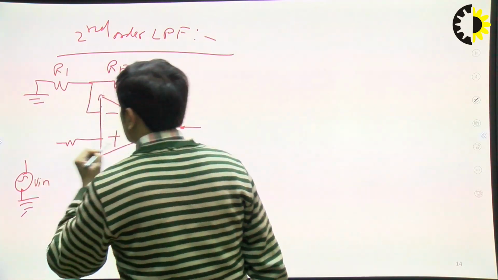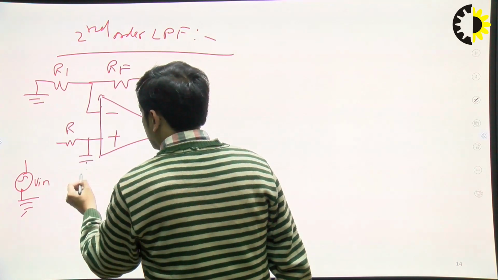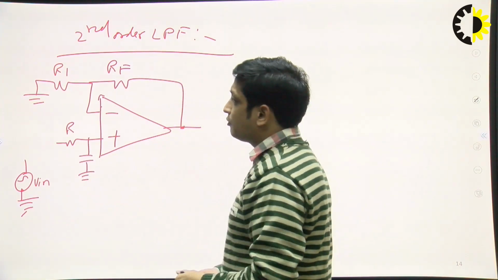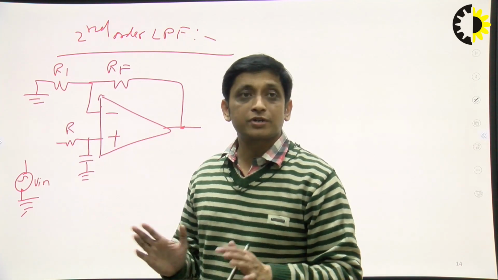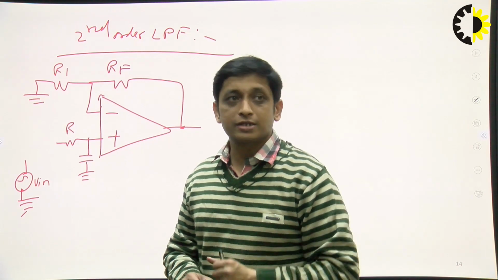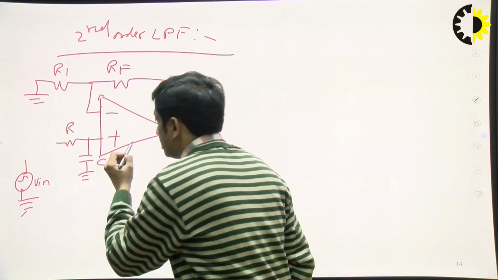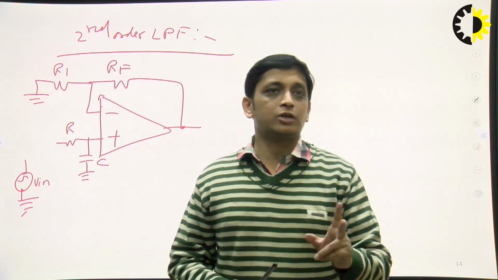V is the input signal. This is R and C. Now see, if you apply this V at this RC section directly, then it becomes a first order low pass filter, and it contains only one RC section, R and C, right? But in a second order low pass filter, we require two RC sections.